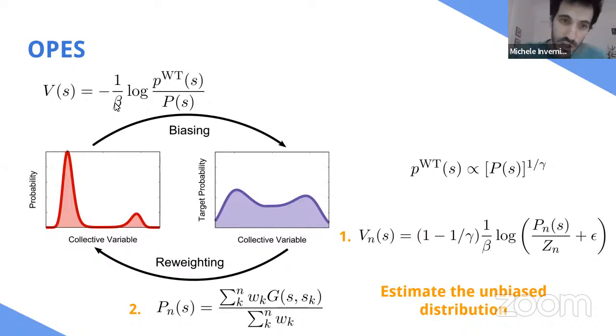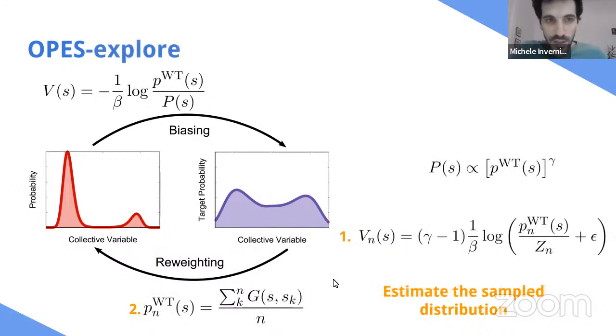This is the bias potential that you have to use. You then do reweighting and estimate your unbiased probability and go again in this loop. So basically you use the relation between your unbiased probability and your target well-tempered probability to write all the bias as a function of this unbiased estimate.